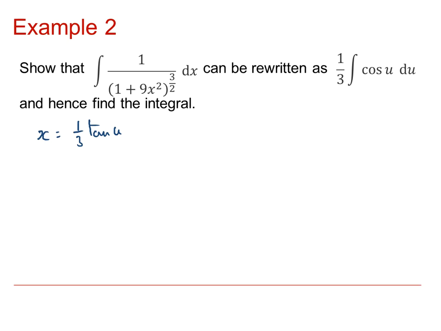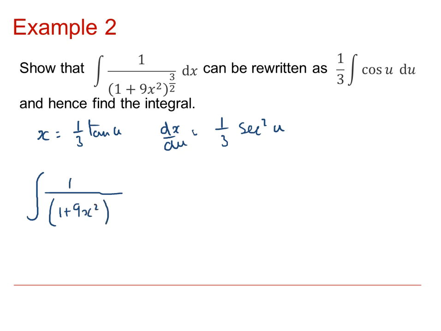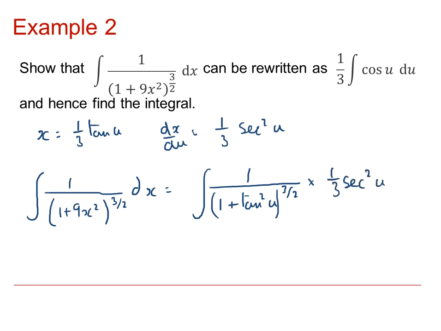So if x is equal to 1/3 tan u, then dx by du is equal to 1/3 sec squared u. And so making the substitution, the integral, which is 1 over 1 plus 9x squared to the power 3 over 2 dx, becomes an integral of 1 over 1 plus 9 times x squared, which is just 1 plus tan squared u, to the power 3 over 2, and then we've got 1/3 sec squared u du.